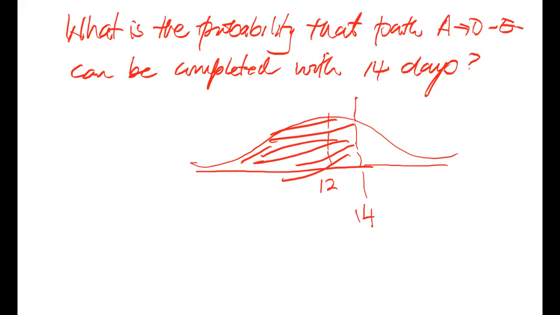Now, when you begin to talk about expected time and normal distribution, you know that you're going to have to be calculating what we call the Z value, right? So the Z value is found by taking the expected completion time, which is 12, minus the mean time, it's not 12, 14. Let me say that again.